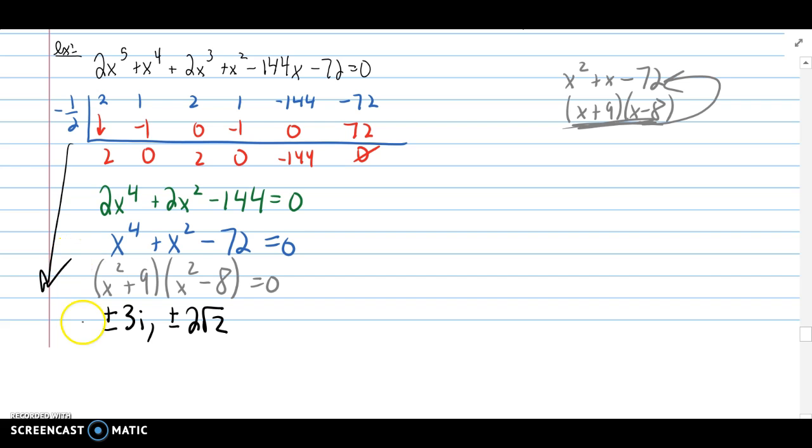We have 5 answers, and then the 5th one is this -1/2. It was our lone rational root. So these are the 5 solutions to this one. We got 1 from the calculator and the other 4 by using that with synthetic division to simplify it down to get it into an equation that we can actually solve.